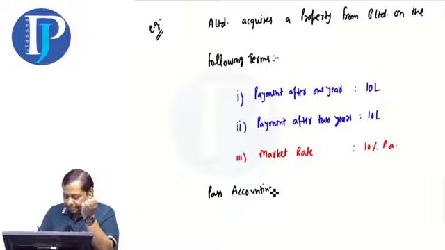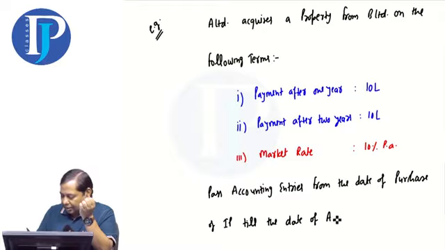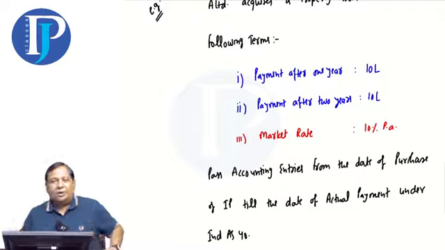Pass accounting entries from the date of purchase of IP till the date of actual payment under Ind AS 40. You need to do the full accounting.